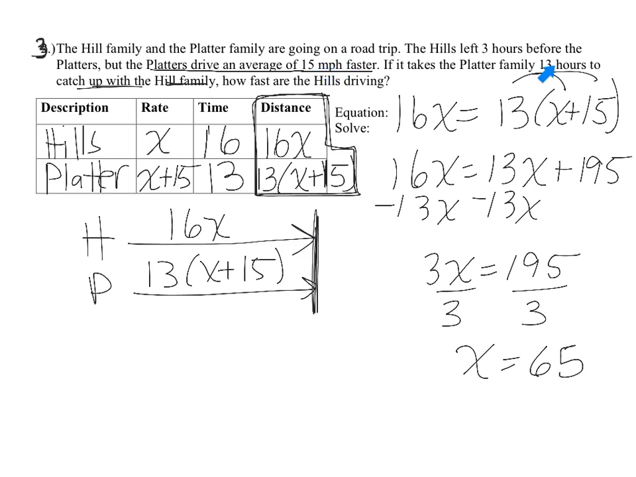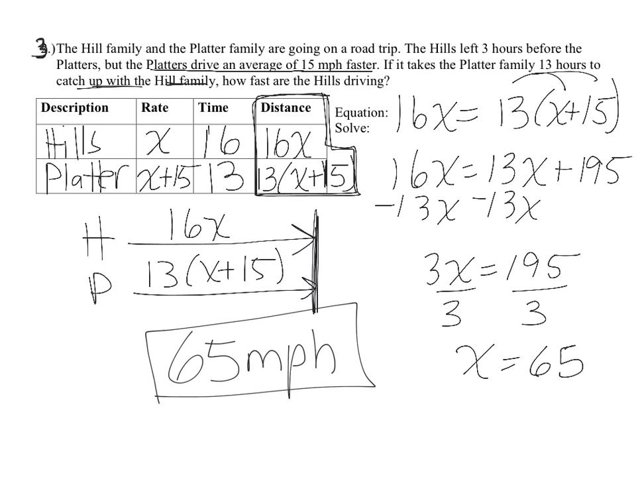We're talking about hours, and the problem as well. So read the question again. It says, how fast are the hills driving? Well, that's the answer that I got here, right? Hills rate 16 miles per hour, or 65 miles per hour. So the answer to the question is the hills are driving 65 miles per hour.